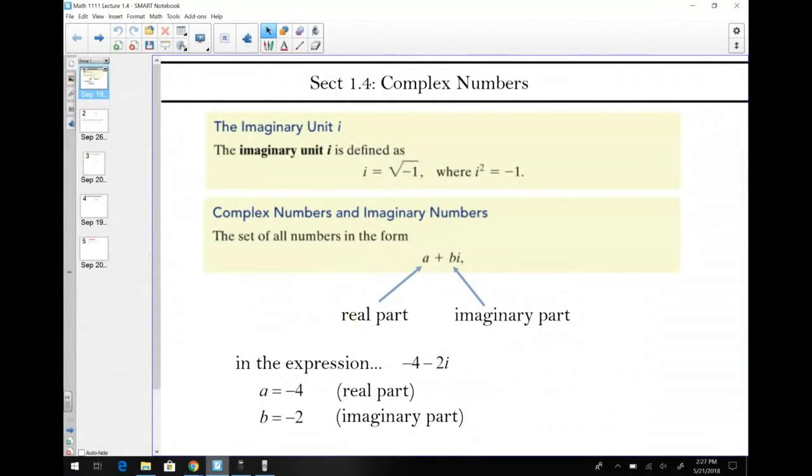Okay, so we have section 1.4. This is called complex numbers. With complex numbers, we're going to have to, of course, note the definition of them and how to use them. We're actually going to look at multiplication, addition, and subtraction of complex numbers. Also, we're going to be looking at division, okay?